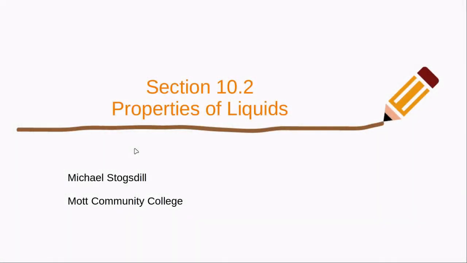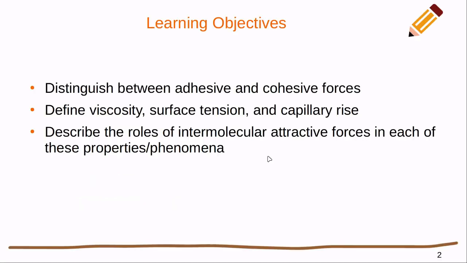Hello everybody. In this video we're going to go over section 10.2, Properties of Liquids. Our learning objectives. First we're going to distinguish between adhesive and cohesive forces. We're going to define viscosity, surface tension, and capillary rise, and we're going to describe the roles of intermolecular attractive forces in each of these properties and phenomena.